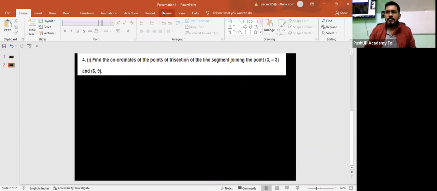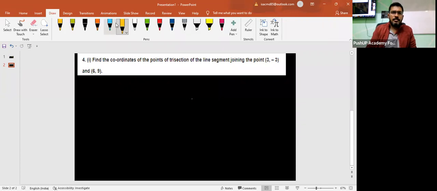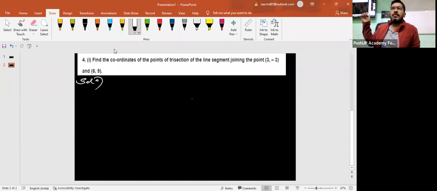Question number 4. Find the coordinates of the points. Can you see what I have written on the board? It's clear, right? Find the coordinates of the points of trisection of the line segment joining P (3, -3) and (6, 9).